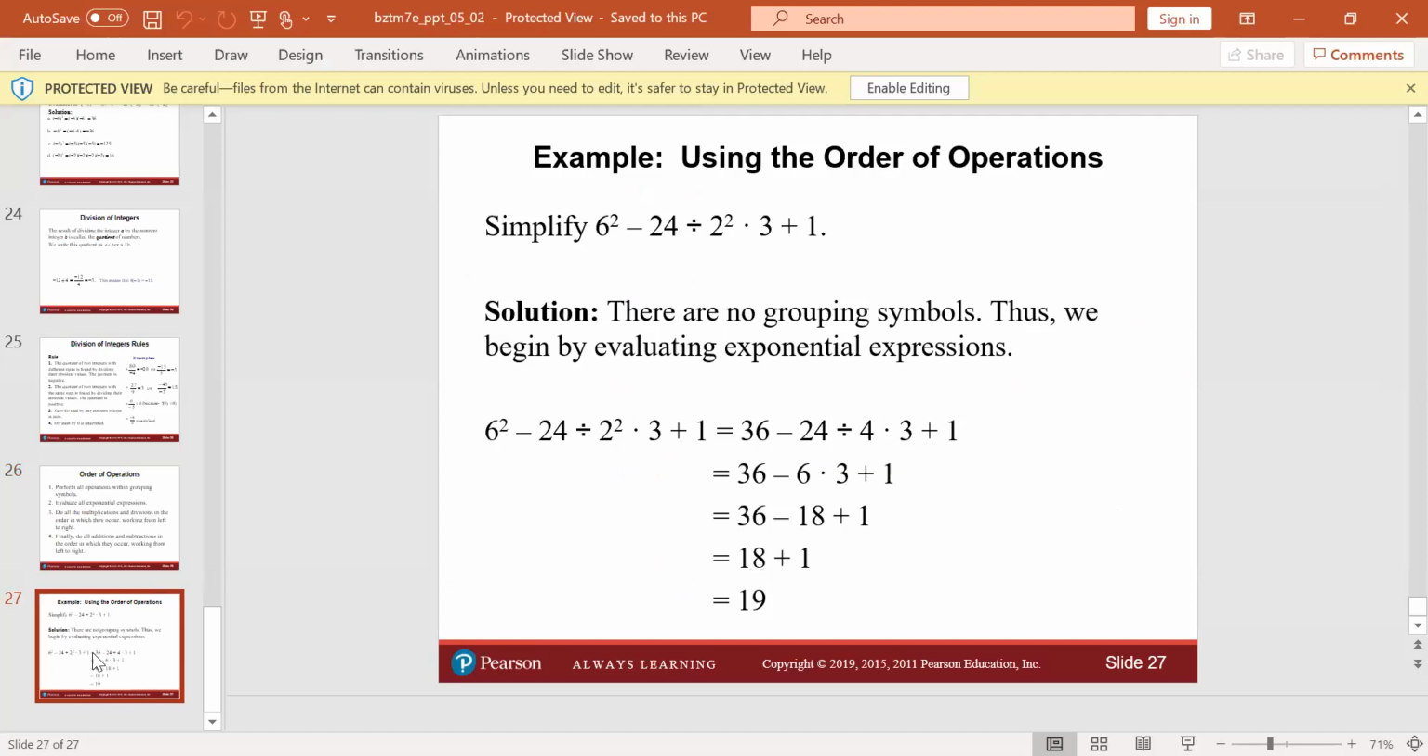So please excuse my dear Aunt Sally, the PEMDAS. That's going to be it. So it's parentheses, exponents, multiplication, division. Think of it as one step, addition, subtraction at the end. So let's try out this guy: 6 squared minus 24 divided by 2 squared times 3 plus 1.